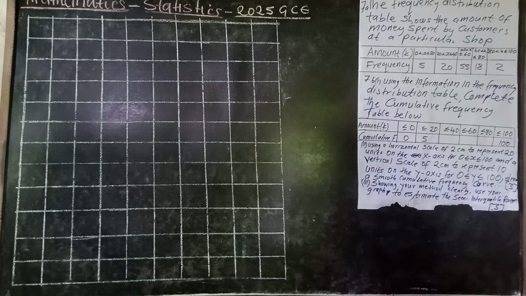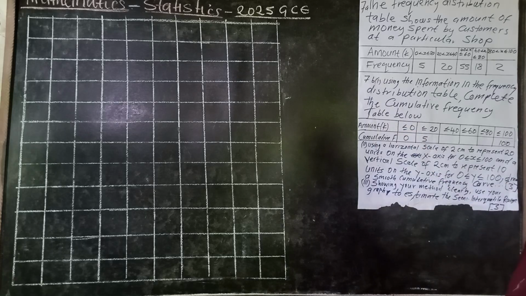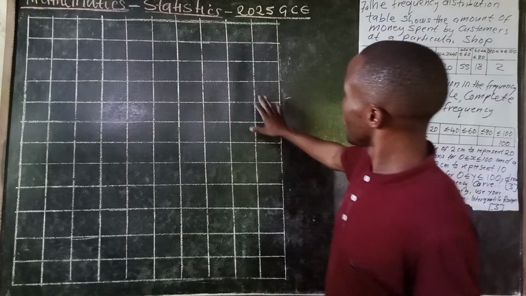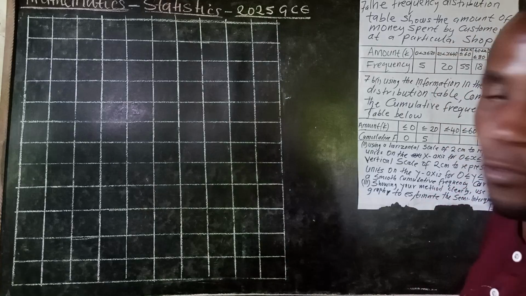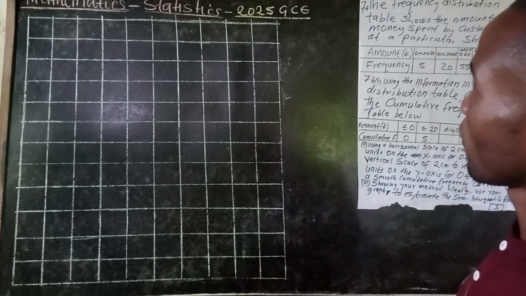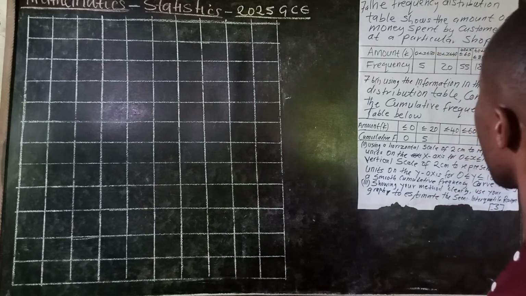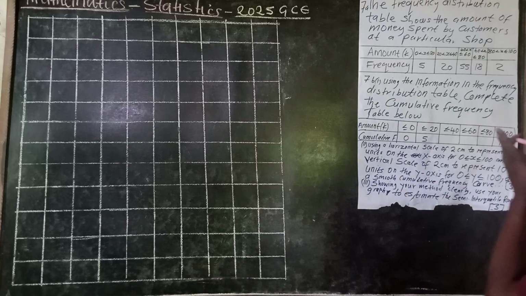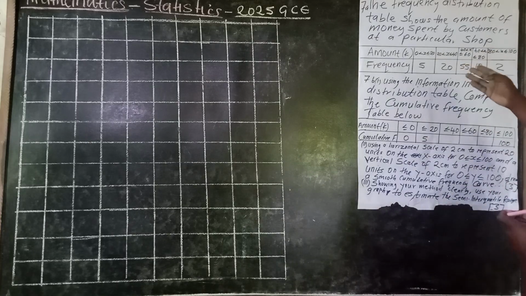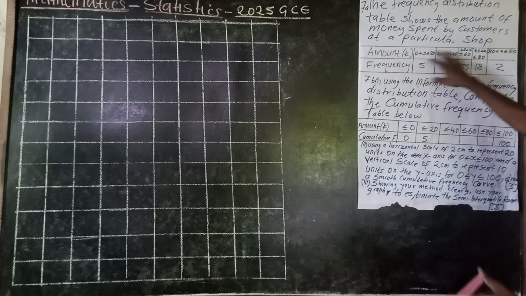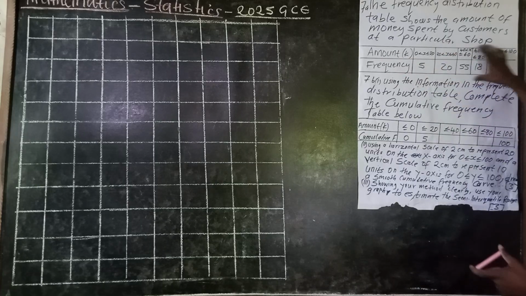Where now we are going to plot. This is a graph that I've just written on the chalkboard. So kindly pay attention so that you see how to graph on the graph paper. To start with the first question, the frequency distribution table shows the amount of money spent by customers at a particular shop. So this is the table which is showing.